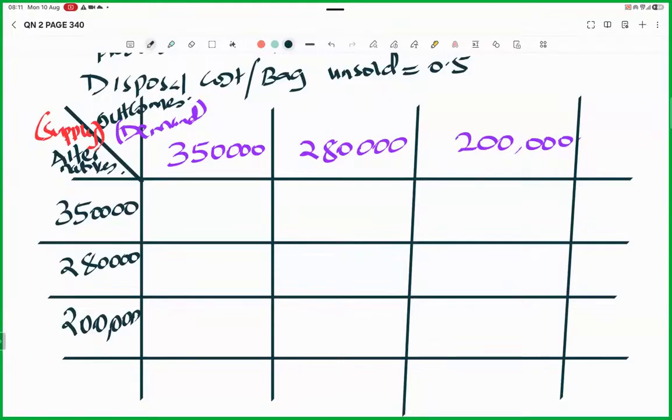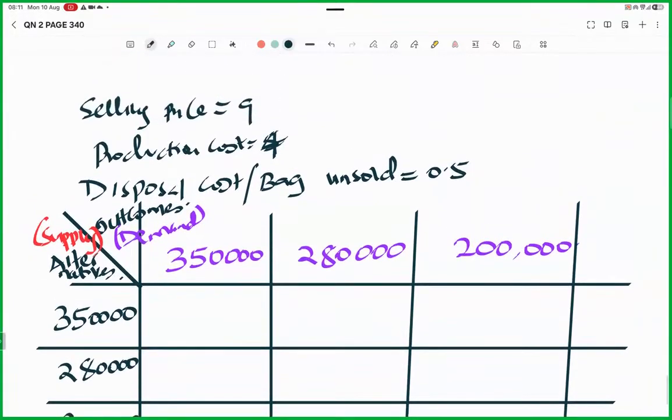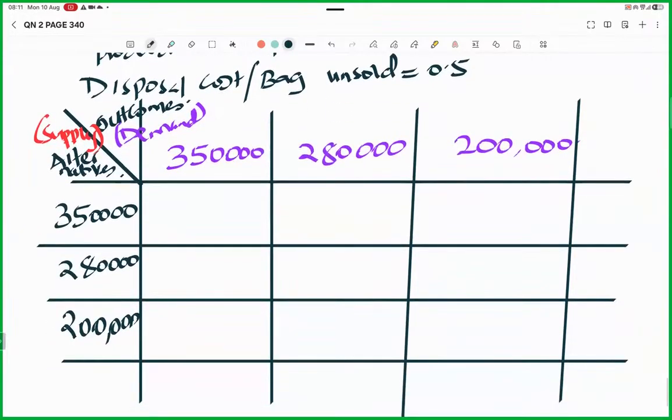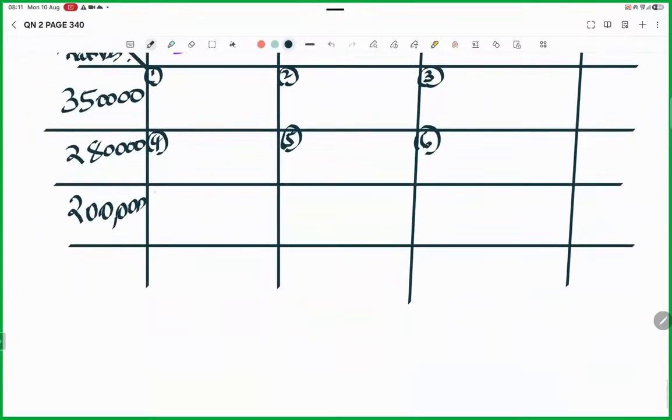Ladies and gentlemen, remember, when we sell, normally we get 9 shillings per bag of cement. This cement has cost us 4 shillings. Disposal cost per bag which is unsold is 0.5. So then we have our cells here. We must label the cells. So this is cell number 1, cell number 2, cell number 3, cell number 4, cell number 5, cell number 6, cell number 7, cell number 8. You must label them.